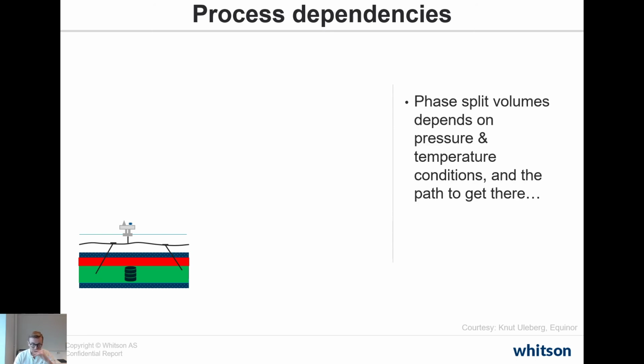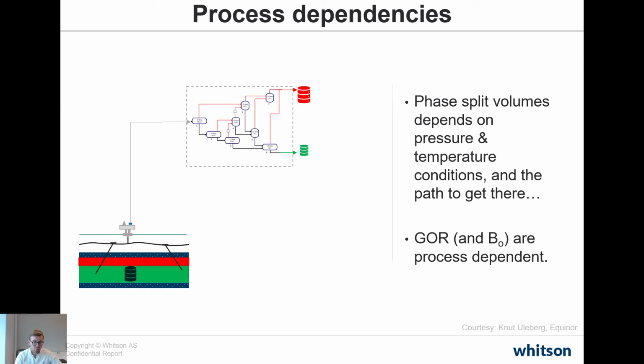You're path dependent, and it's summarized in this bullet point: phase split volumes depend on pressure and temperature conditions and the path to get there. So GORs and formation volume factors, of which Bo is an example, are process dependent. If we take this animation and produce it through this very sophisticated surface process, we get a surface oil and a surface gas at stock tank conditions. That would be very different than if we exposed it to a single stage, where we produce those fluids straight to stock tank conditions without any processing.